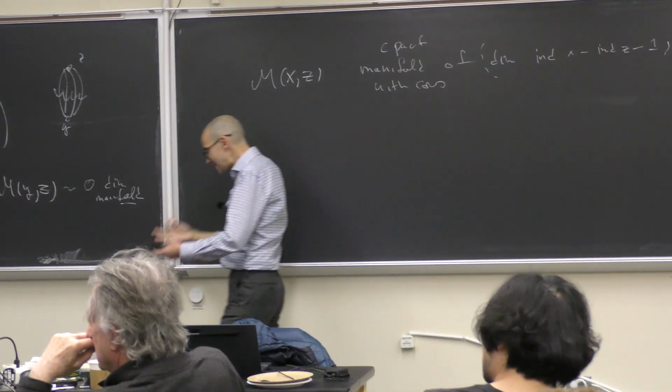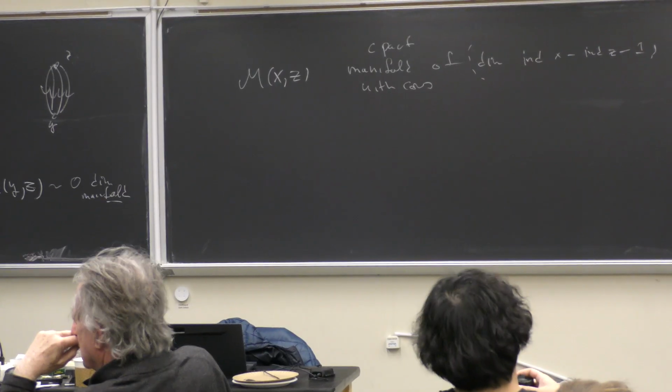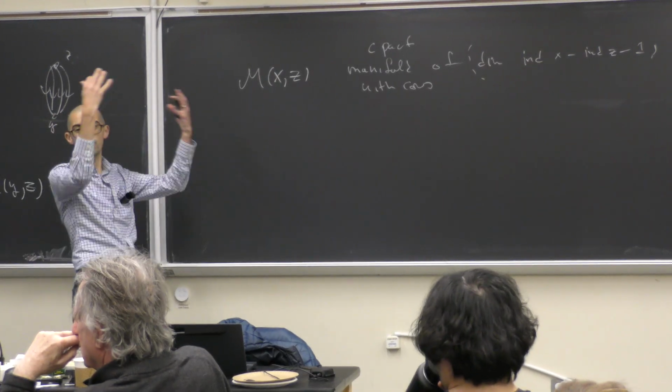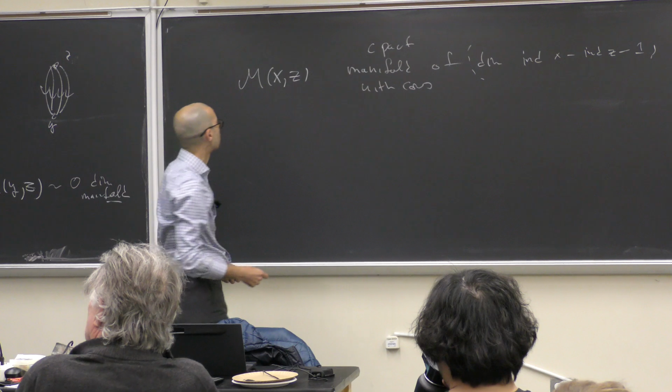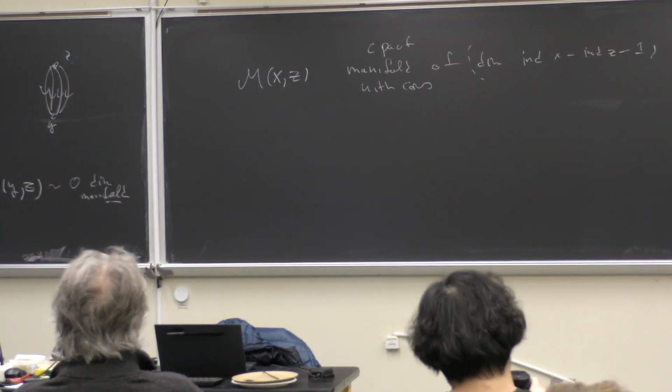So compactness, of course, is essential because if you don't have compactness, you cannot count. If you don't have compactness, you cannot make sense of the cobordism class. Things can escape to infinity, and then everything is lost. And then I said there are these composition maps, what I wrote over here.